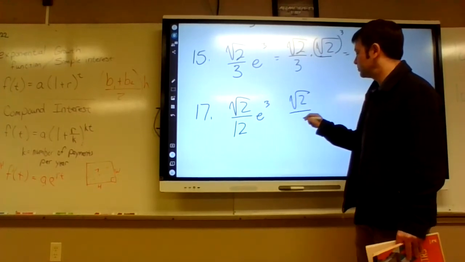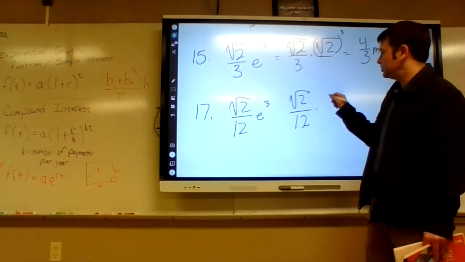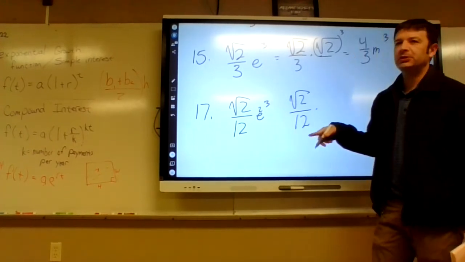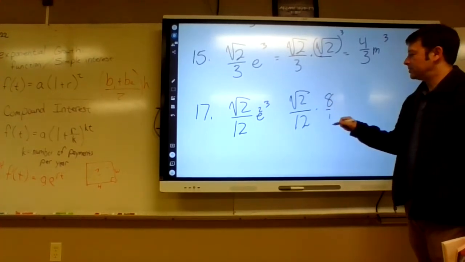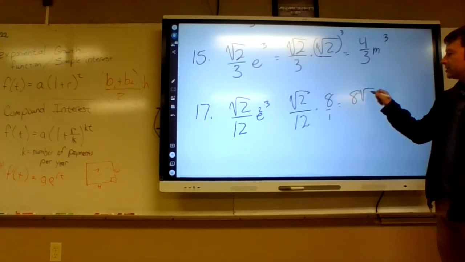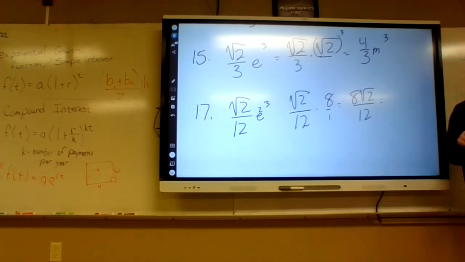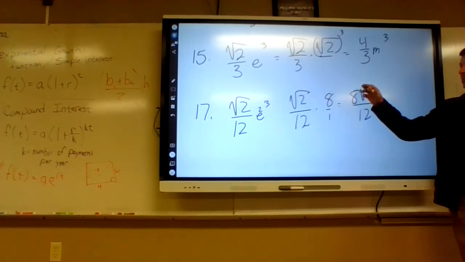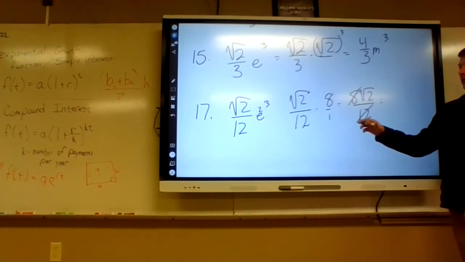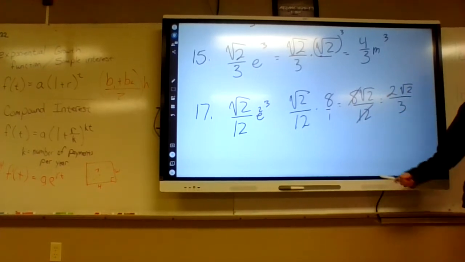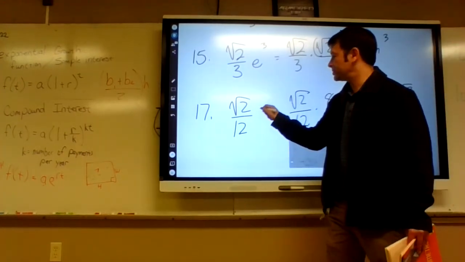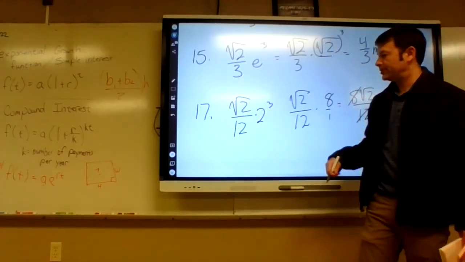So, do you guys remember what 2 cubed was? 2 times 2 is 4 times 2 is 8. So it's 8 square root of 2 over 12. And then, can I do anything to that? 8 and 12 are both divisible by 4. Again, you could have just plugged this in the calculator, that's fine. Right there, just plug the numbers in the formula.